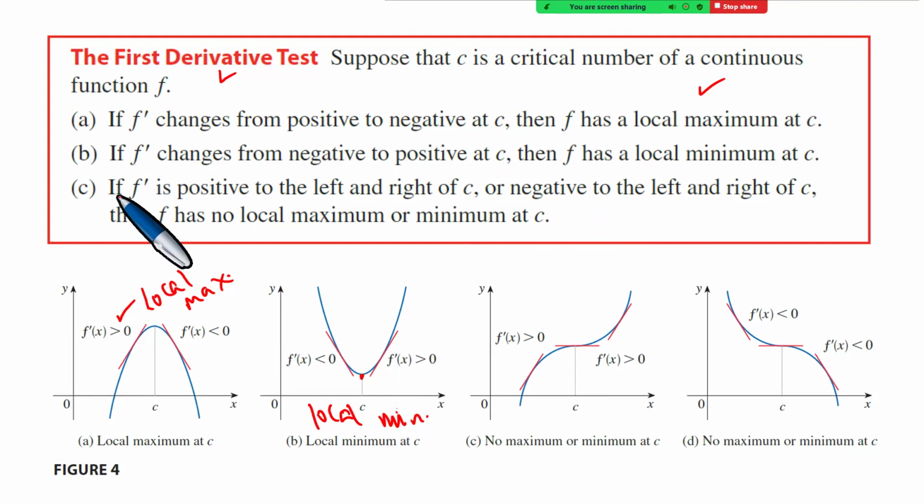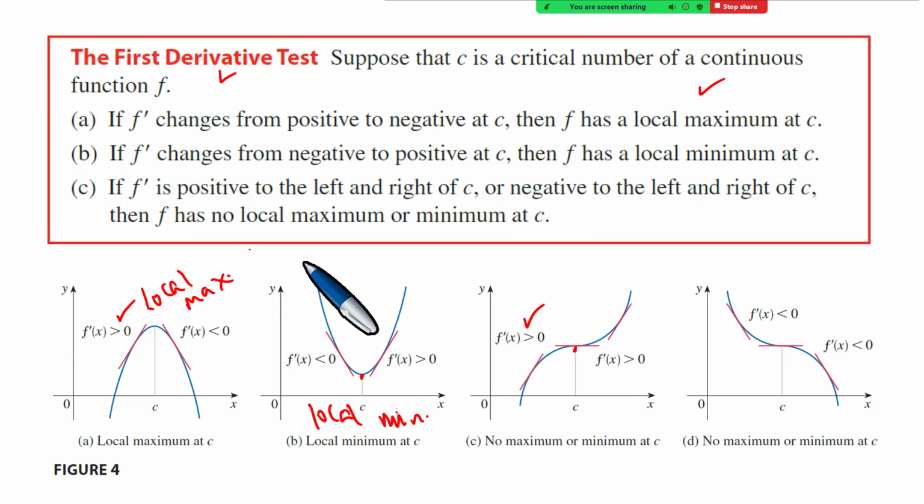And we say we have a local minimum point. If f prime is positive to the left and right of C, or negative to the left and right of C, then f has no local max or minimum at C. There is this one here. You're able to see that at this point, f prime is positive here, and it is positive there. Here is the number C. The f prime is positive to the left, but also to the right is positive.